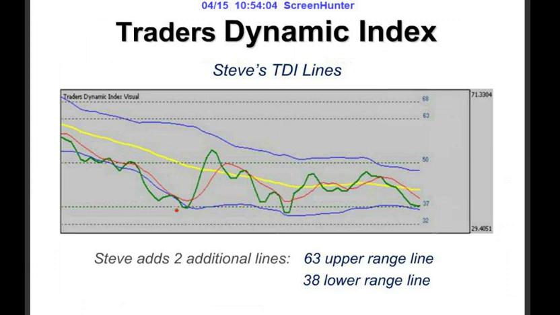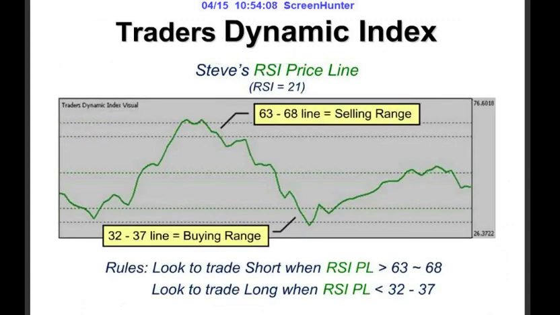Okay, let's take a look at the RSI price line, just of Steve's RSI price line. Now, he uses an RSI 21 in his tool, and again, his range is a 63 to 68. So what we're looking for as we get into the 63, 68, I refer to that, maybe he refers to as well, the selling range. We're looking for the market to turn, give us that look that's going to turn over.